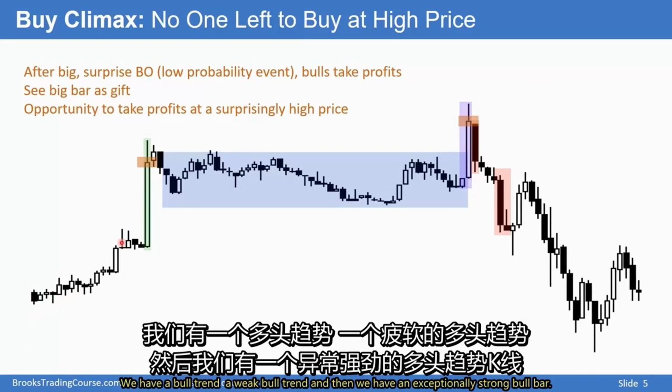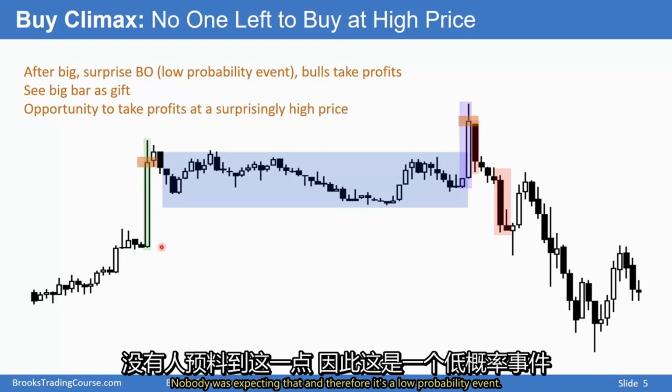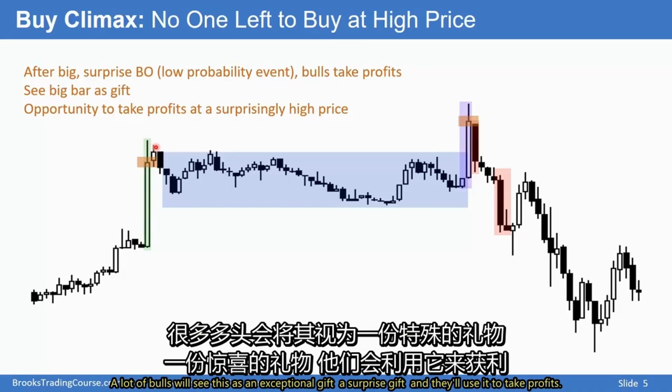We have a bull trend, a weak bull trend, and then we have an exceptionally strong bull bar. It's a surprise bar. Nobody was expecting that, and therefore it's a low probability event. A lot of bulls will see this as an exceptional gift, a surprise gift, and they'll use it to take profits.